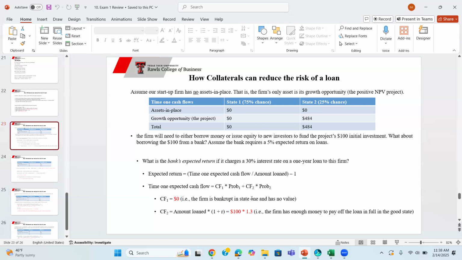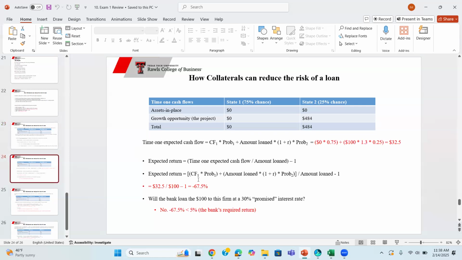So if we loan $100, what about borrowing the 100 from the bank? If I borrow $100 and the rate is 30% interest for a 1 year loan, I just multiply by the interest rate, so my cash flow is $100 with the additional interest, 1.3. Then what we have to do is take this CF1 of 0 and CF2, multiply by the probabilities, and we will get the value. The CF1 probability is 0.75 and the CF2 probability is 0.25, right? We have these things here.